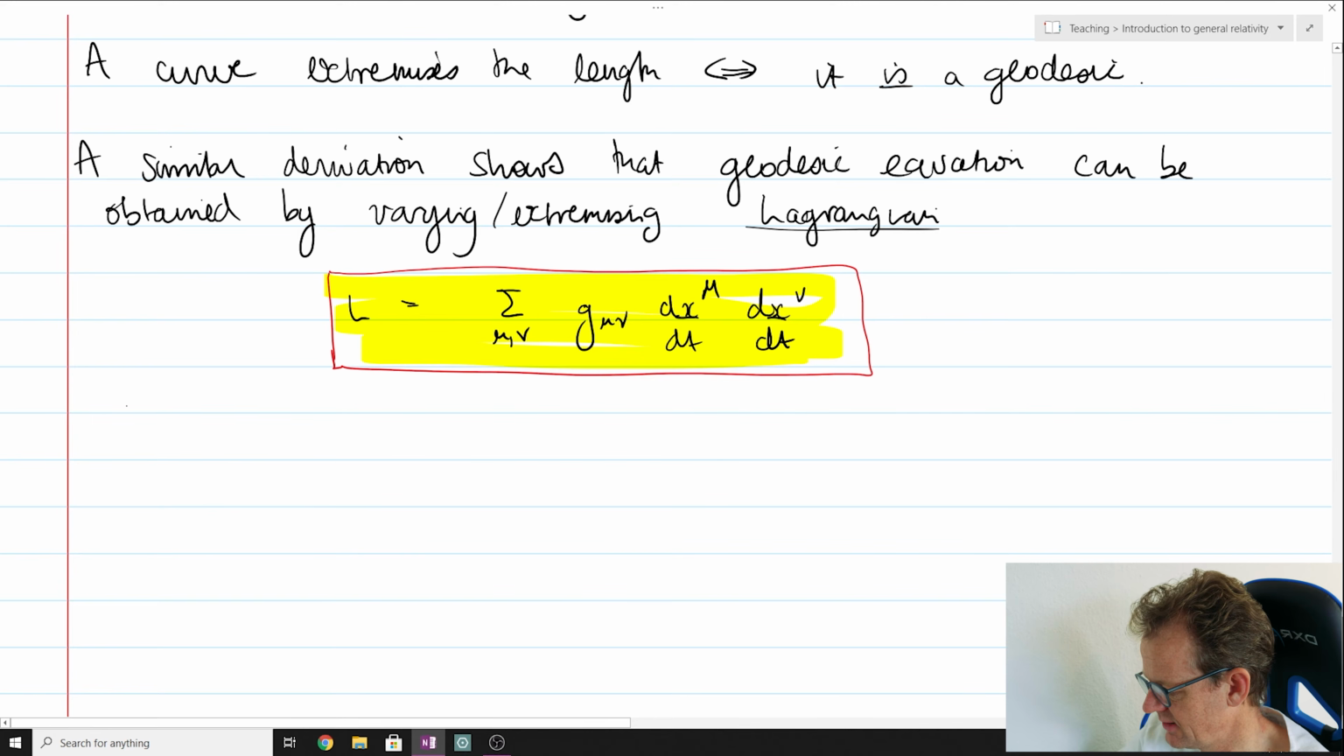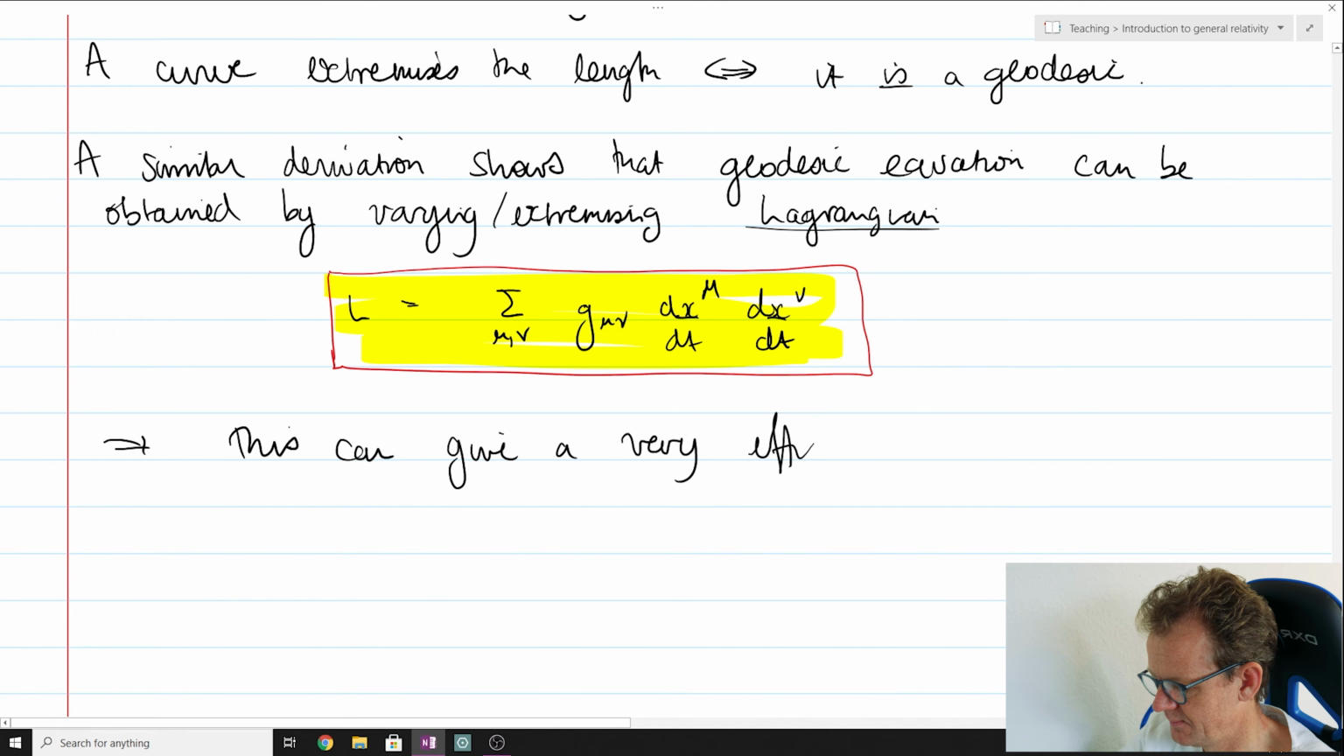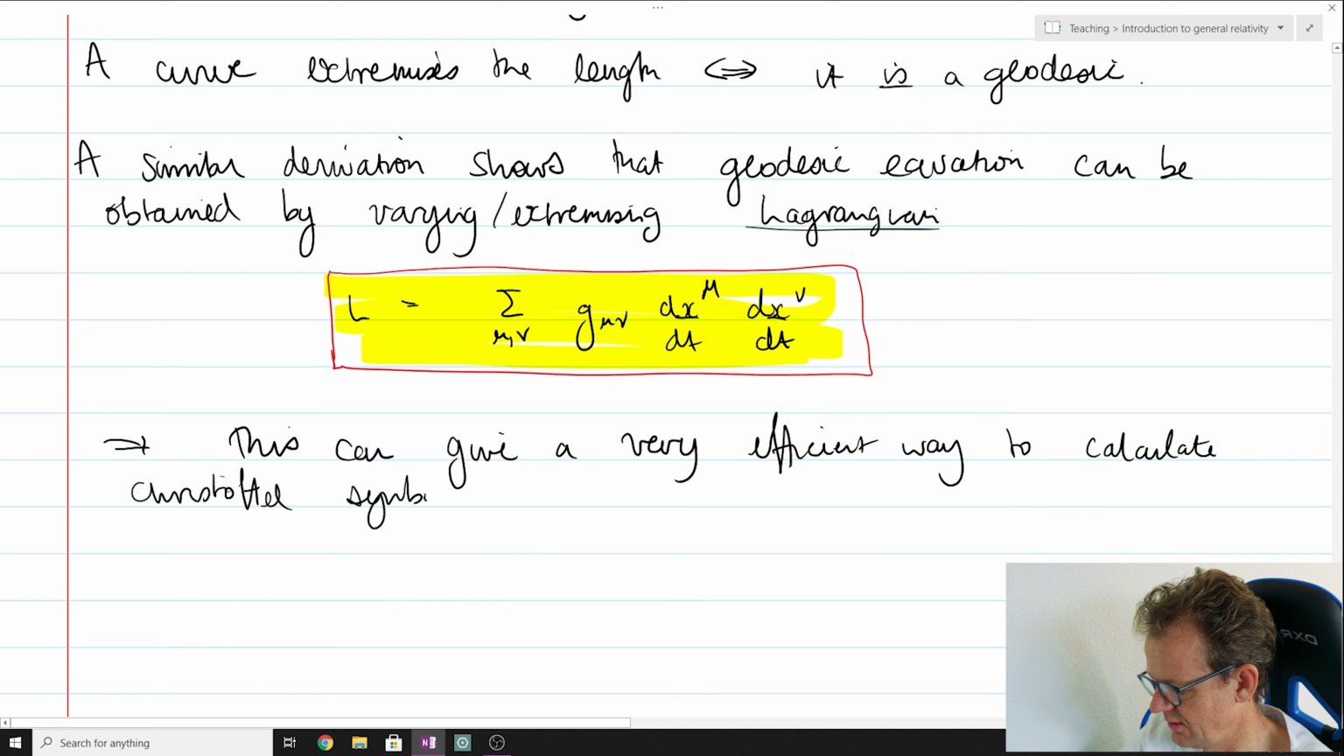And why do we like this? Because this can be really useful, because it can give a very efficient way to compute Christoffel symbols. It's one of these little tricks you should bear in mind.